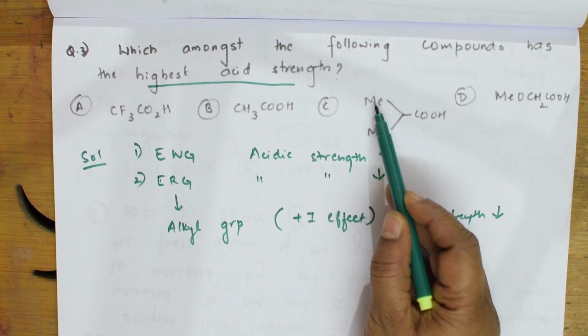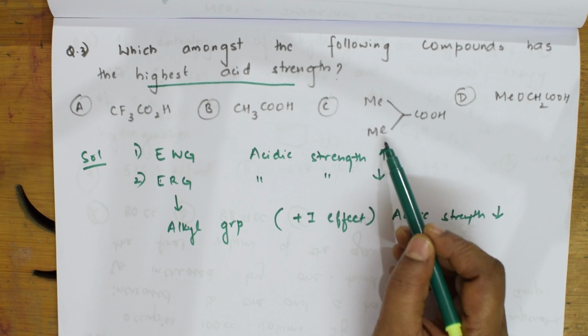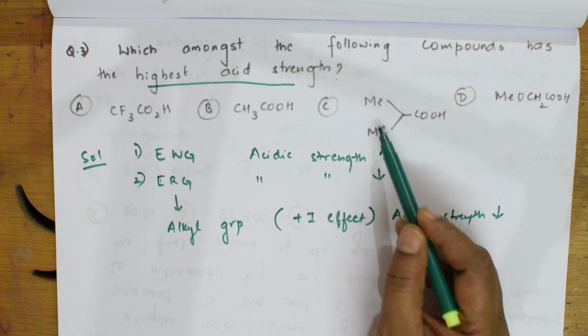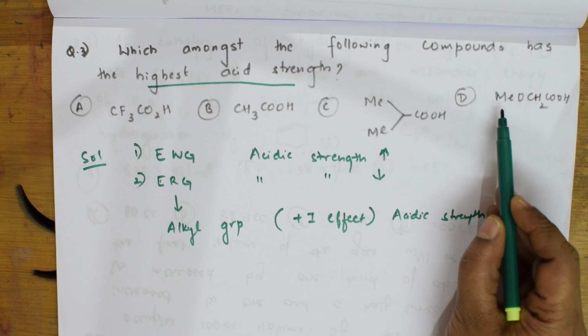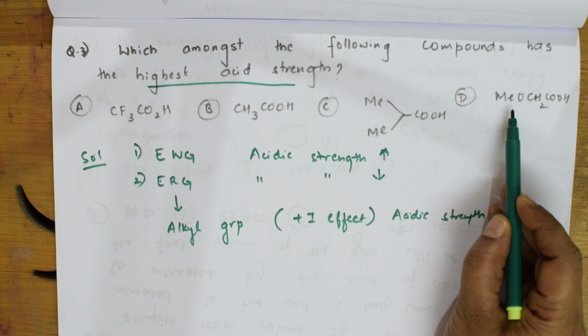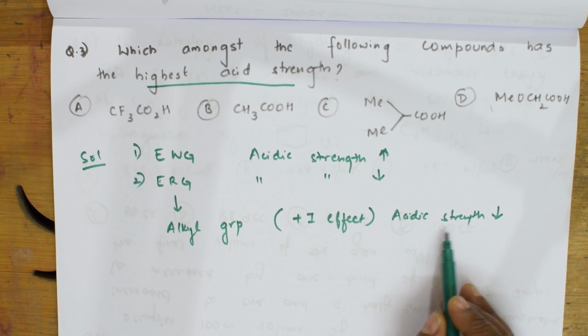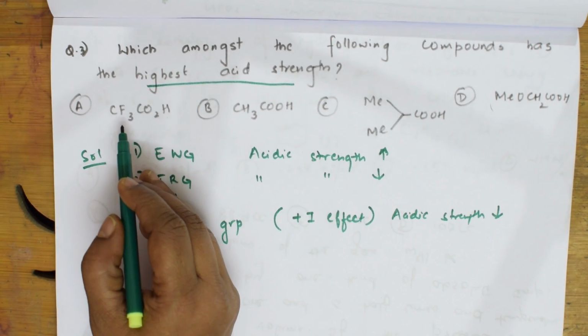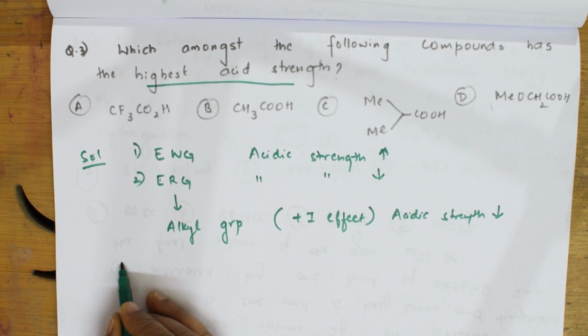In the third compound, there is again an alkyl group. How many alkyl groups? 2 alkyl groups. Me means 2 methyl groups, isn't it? In the third one, there is 1 methyl group present. Correct? Now, if I have to write the order, I told you, wherever there is an alkyl group, that is less acidic in nature. Wherever there is no alkyl group, that is more acidic in nature, highest acidity, right? So let us write the order now, right?